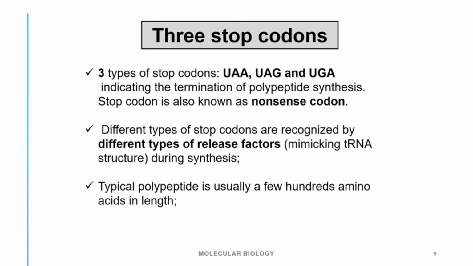The different stop codons are actually recognized by different types of release factors. The release factor is a molecule that has a similar structure to tRNA, but doesn't actually carry an amino acid with it. So these factors will recognize the stop codon, enter into the ribosome, and they will stop the translation and release the polypeptide as well as the ribosomes from the mRNA. Generally speaking, a polypeptide is a few hundred amino acids, but the length can vary depending on the type of molecule that is generated.